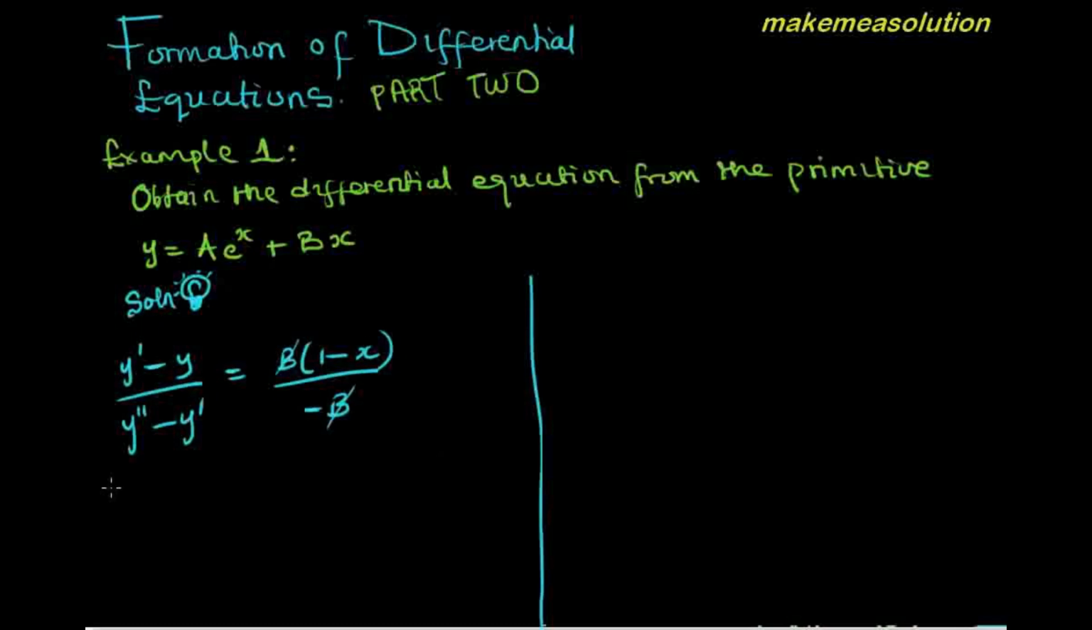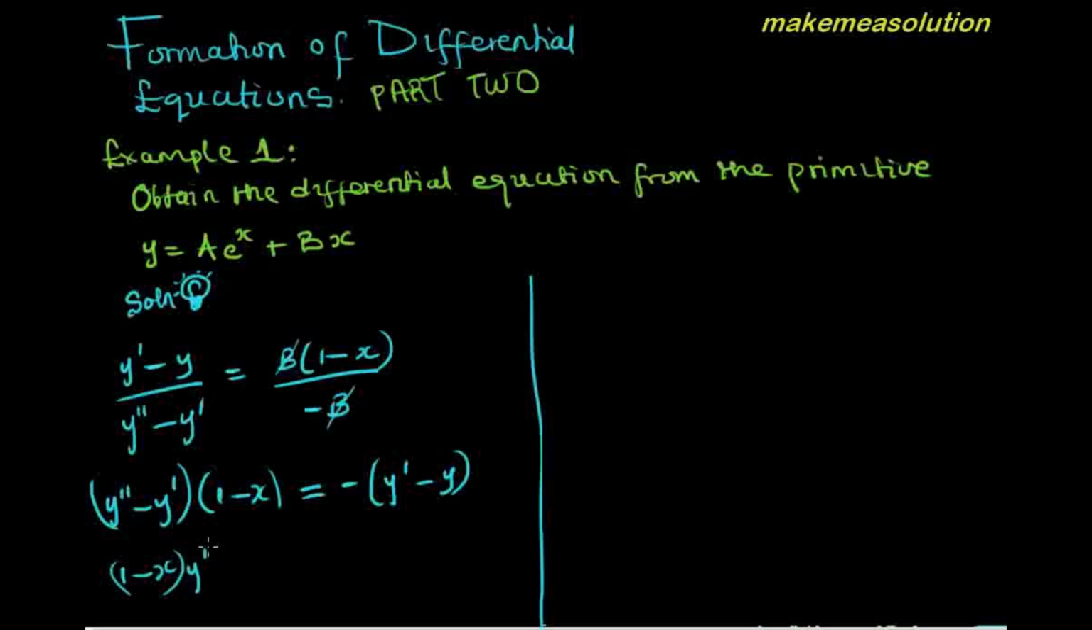From the previous part of the board we arrived at this point, so we are going to complete the solution of this differential equation by cross multiplying. So when we cross multiply, we'll have y double prime minus y prime multiplied by 1 minus x is equal to minus into y prime minus y. So opening the bracket, we get 1 minus x on y double prime minus 1 minus x on y prime is equal to minus y prime plus y.